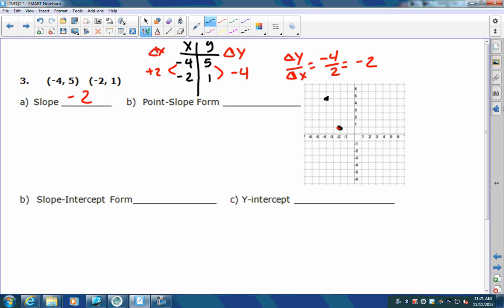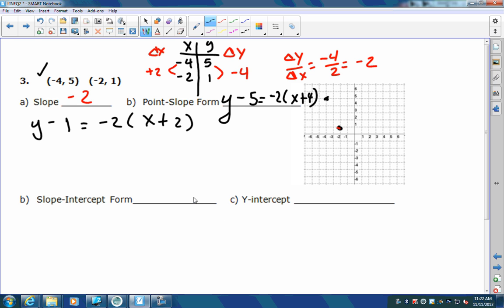Now, my point slope formula, it doesn't matter which one I use. So I'll just go with this first one. Y minus Y1, y minus 5 equals the slope, negative 2, times x minus... make sure you have the right point. You go back to the same one, so this should be plus 4. If you did the other one, you would have y minus 1 equals negative 2 times x plus 2.